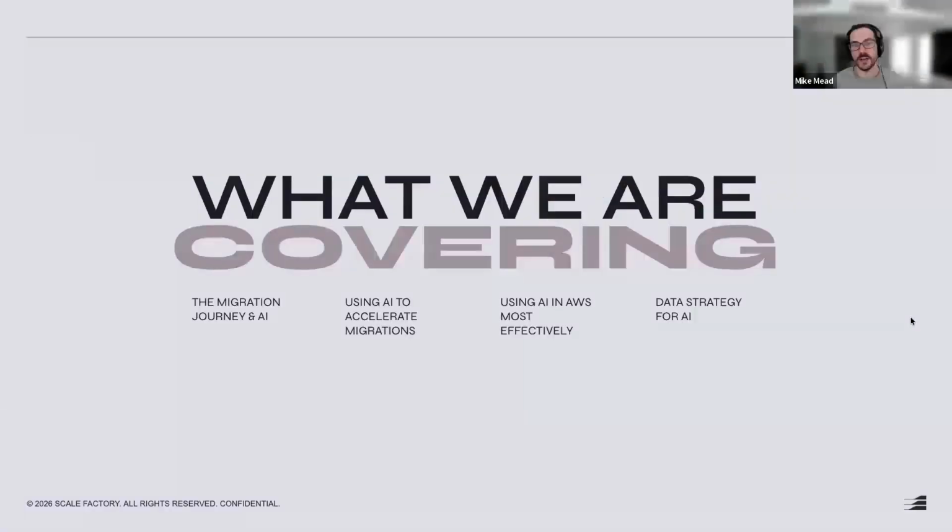So let's have a look at what we're covering. We'll start off with looking at the migration journey, just as a bit of a recap, and then why AI, basically. So a high level view at that, and then moving on to using AI to accelerate migrations. So starting to get a little bit more technical here. Then using AI in AWS most effectively: a few patterns, an overview of some of the AWS AI services. It's quite a fast moving landscape, so we'll look at what the current state of play is, and then briefly touch on data strategy for AI. So there's quite a lot to cover today.